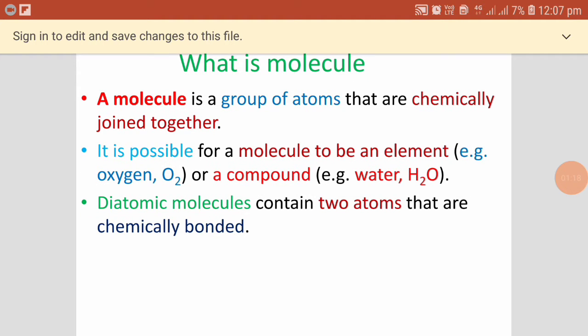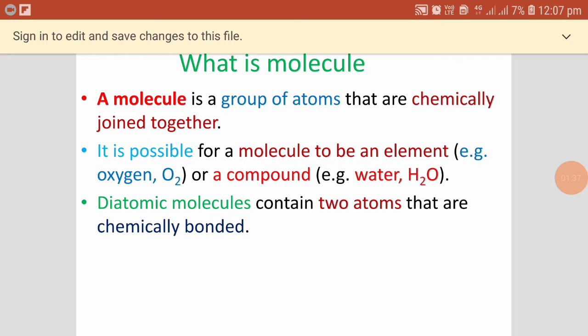In a molecule of a compound, there are two different elements, that is hydrogen and oxygen. Two hydrogen and one oxygen are there. So hydrogen and oxygen are two different elements, so we call it a compound. So this is a molecule of a compound.